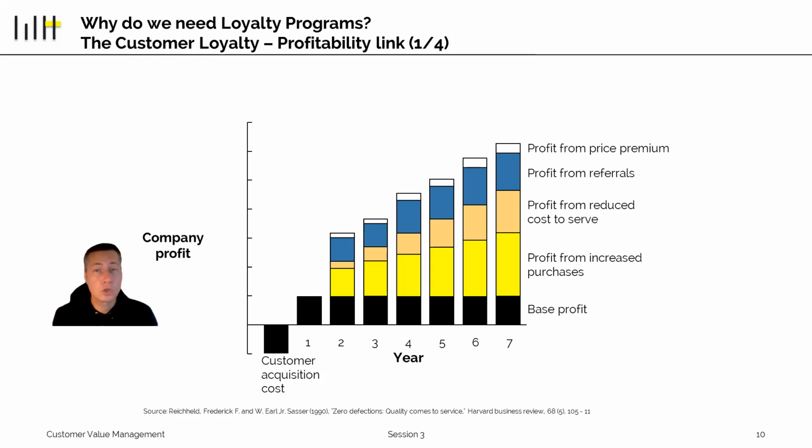There are reduced costs to serve because you know the customer, so you know what works and what doesn't work, and you can stop doing the things that don't work, which means you can reduce cost. There are referrals, which is the whole idea of word-of-mouth programs. And there's even a tiny profit from price premium because you can leverage the switching cost of the customer by knowing that even if you increase prices slightly and customers are satisfied, they probably wouldn't leave.